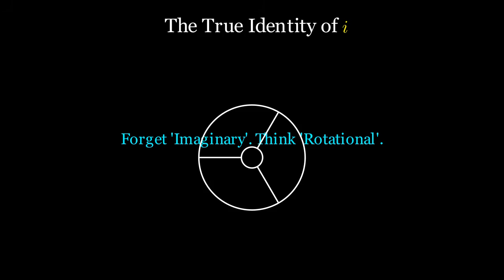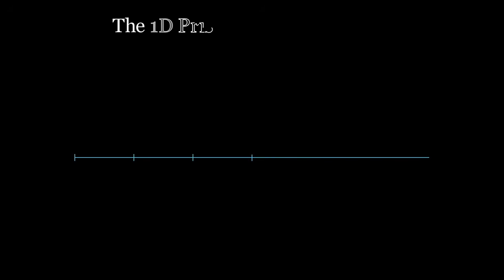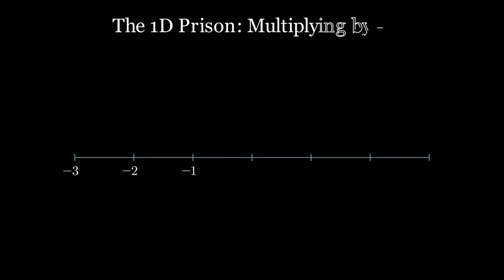in the traditional sense, but an action? Forget imaginary. Think of i as a steering wheel. In this guide, we are going to completely shift your perspective. We will show you that multiplying by i is simply a perfect 90-degree quarter turn in space.